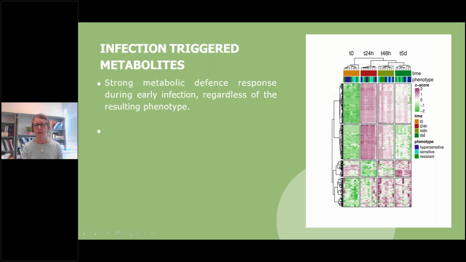A fair chunk of these metabolites, basically what this is showing is that these metabolites were switched on or increased in abundance, particularly after 24 hours, and then still there after 2 days, but then returning back to pre-infection levels by day 5. What this tells us is that regardless of the phenotype, those metabolites are being switched on. So the plant is recognizing the Myrtle Rust germinating on its leaf surface, and it's responding in a strong defense manner.